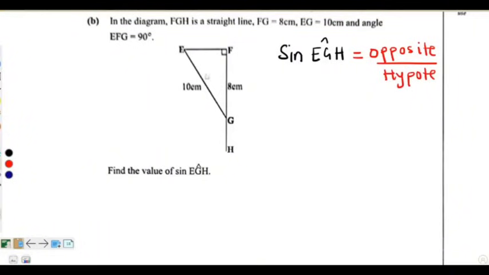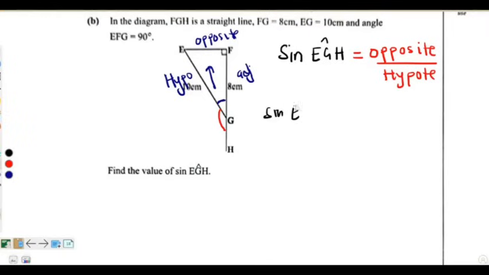So we come to this diagram that we have. Sine EGH, the angle which is outside right here. So what you are going to do first is find the angle which is inside. That is the angle we are going to find. So where this angle is pointing, this will be our opposite. Then we know that this is the hypotenuse, this side. Then this is the adjacent. So I've said first thing, let us find sine EGF.